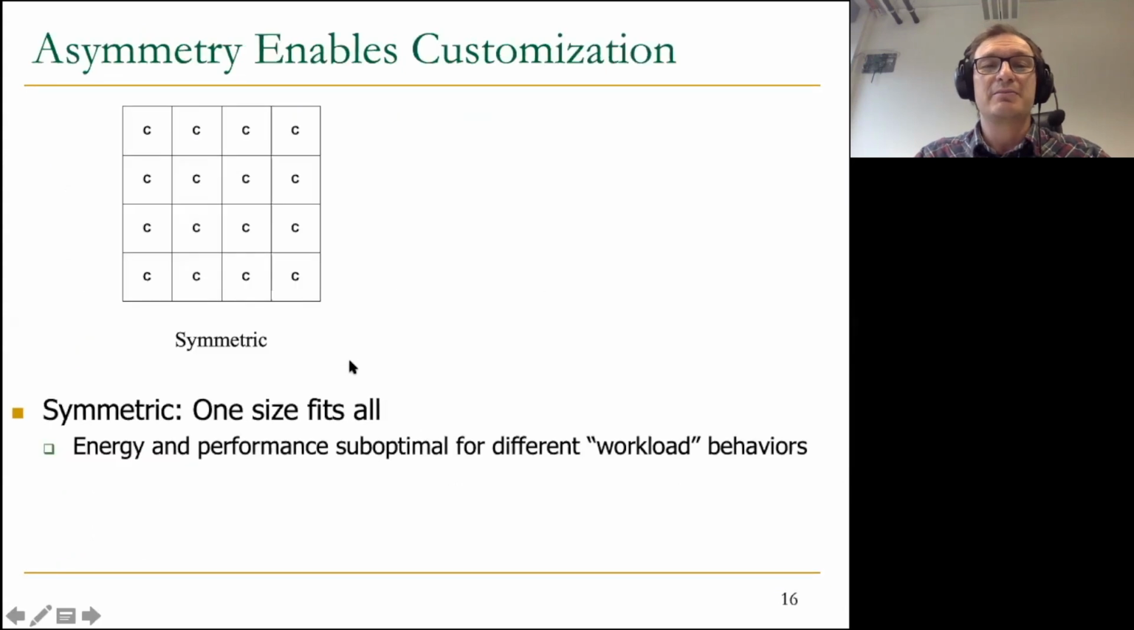So this is my pictorial view of it. C is any resource. It could be a core. In the context of this lecture, we're going to talk a lot about cores actually. And symmetric means that the resources are designed to be exactly the same. And if you look at this as one size fits all, clearly, that's the mentality, mindset. Energy and performance is suboptimal for different workload behaviors.